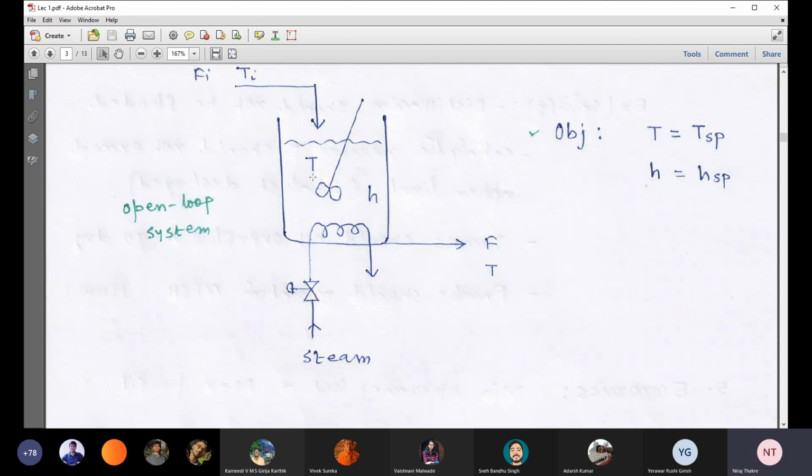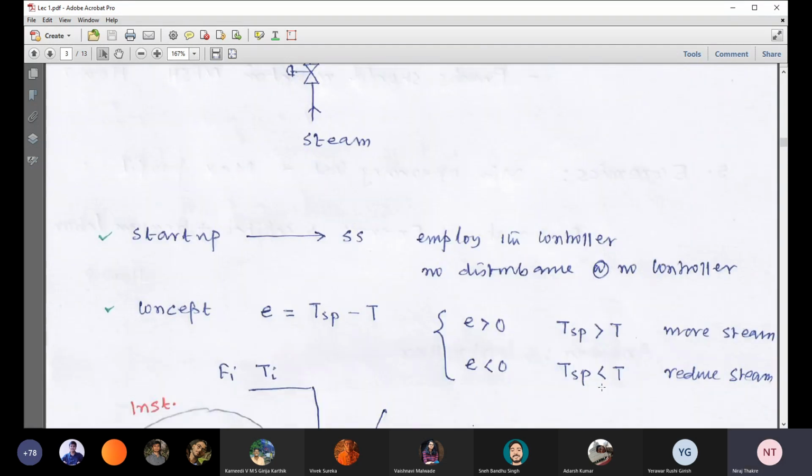On the contrary, if this temperature decreases, we need to increase it. That means we introduce more steam. If the temperature increases, you reduce the steam inflow rate. This is the concept, and this is taken care of by the controller. Got this point? If the error is greater than 0, that means the set point temperature is more than the existing temperature. In that case, we need to introduce more steam. On the contrary, if the error is less than 0, our temperature is greater than the set point. So we need to reduce the steam flow rate.